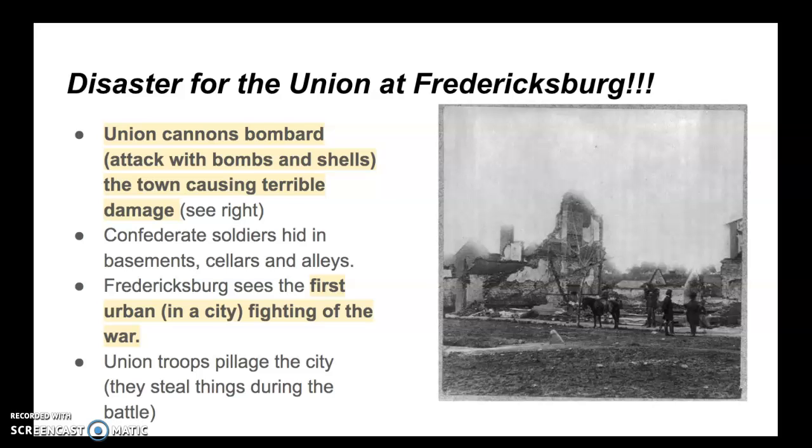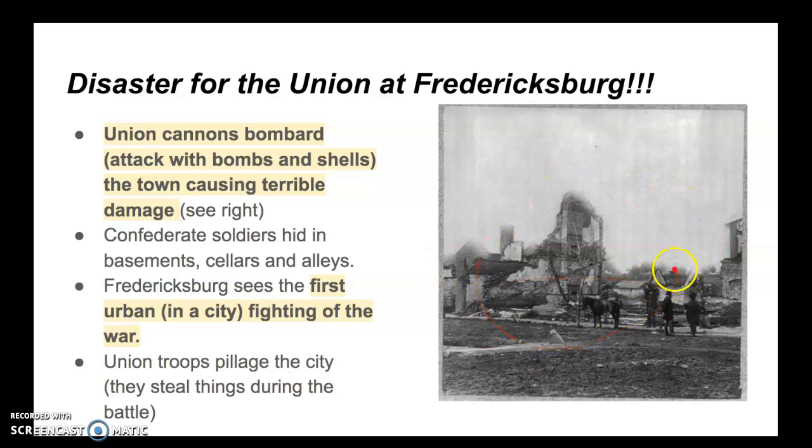It is not going to end up being that way. It's an absolute disaster, probably, well, there are a lot of claimants to this title, but it is maybe the worst defeat for the Union in the Army. Union cannons bombard, which means attack with bombs and shells, the town of Fredericksburg from across the river. It caused terrible damage.